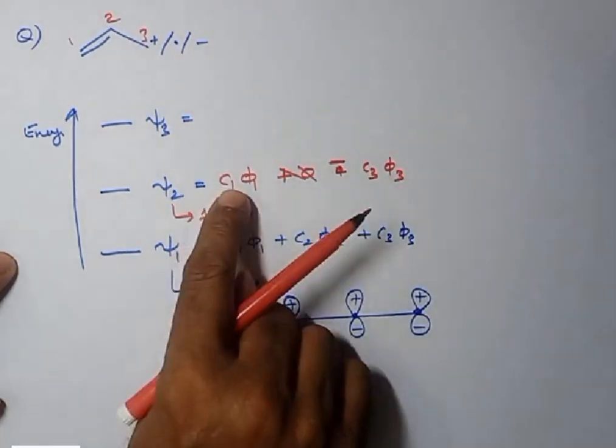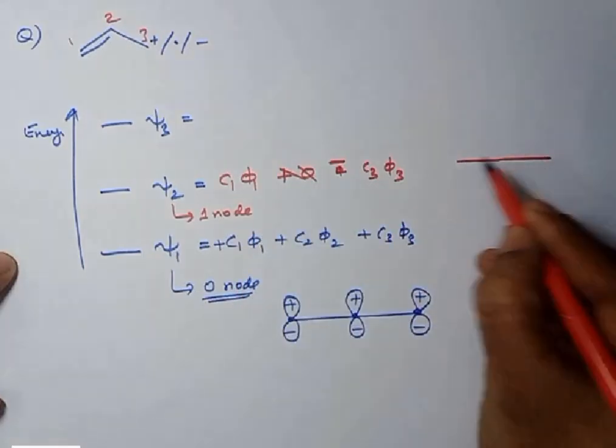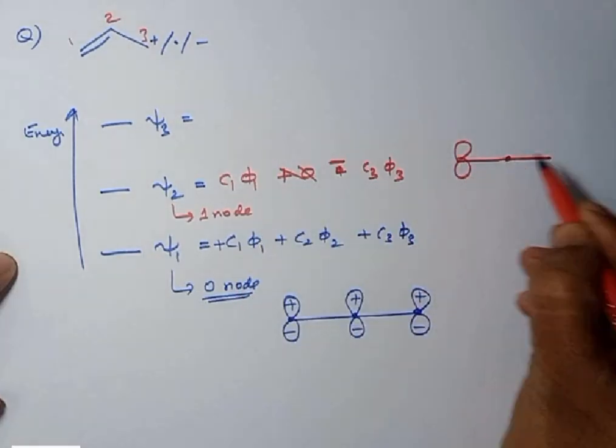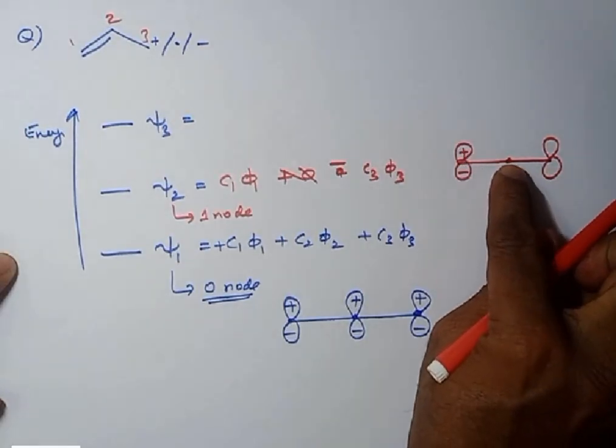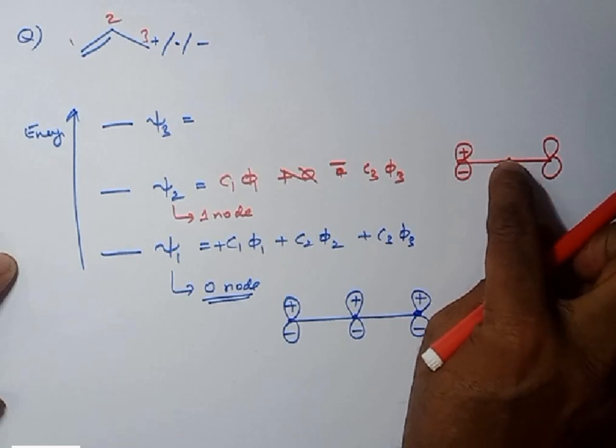Node, sir. We have a node here. So listen carefully, let me draw the structure. This is carbon 2, this is carbon 3. Now this is plus minus. Since this is the node, the node is present on carbon 2 itself.